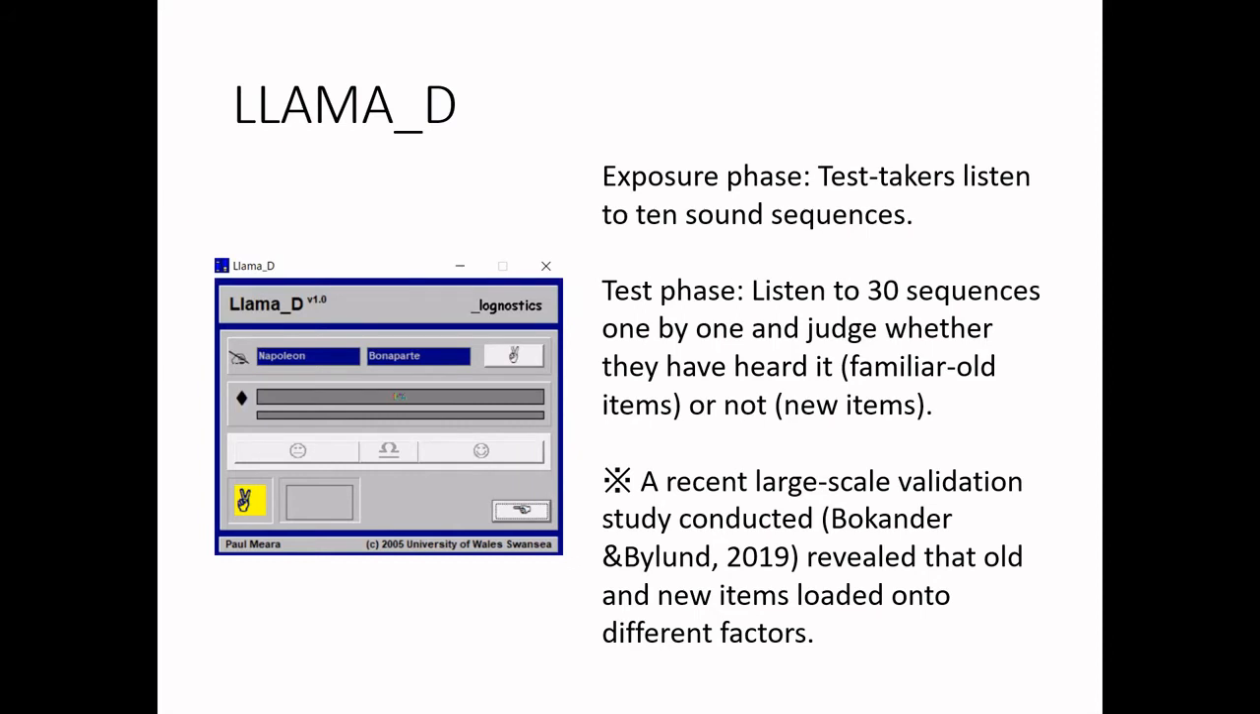Let me show you a little bit about what LLAMA D involves. It consists of two phases. First, participants are exposed to 10 sound sequences in the exposure phase, and in the following test phase, they listen to 30 sequences one by one and judge whether they have heard them, familiar old items, or not, new items. A recent large-scale validation study conducted by Bokander and Bylund in 2019 revealed that old and new items loaded onto different factors, suggesting that these two types of test items might indicate different types of abilities.